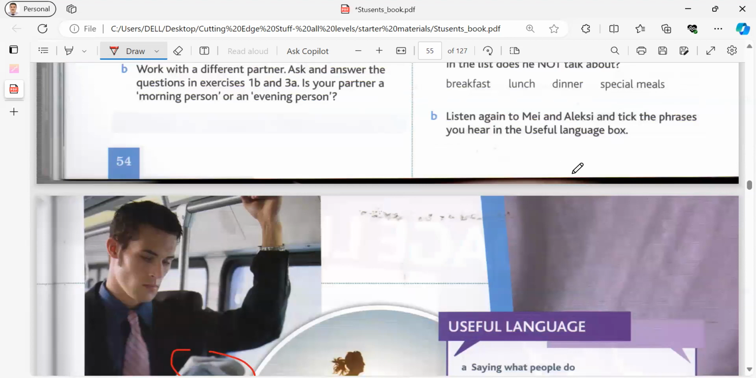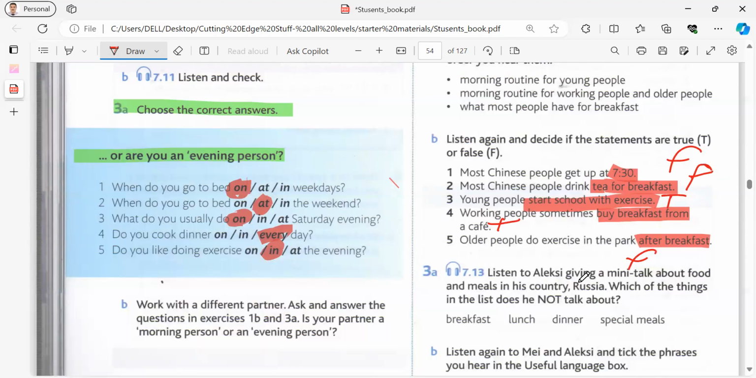Okay, be careful guys, because after listening, you need to talk about your morning routine in your country. You listen to another one, Alexei giving a mini talk about food and the meals in her country, Russia.